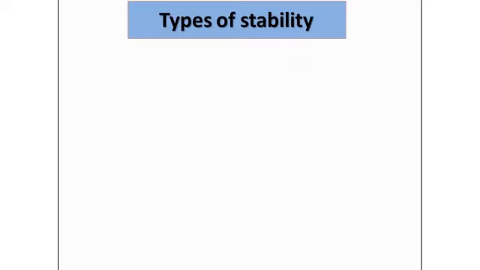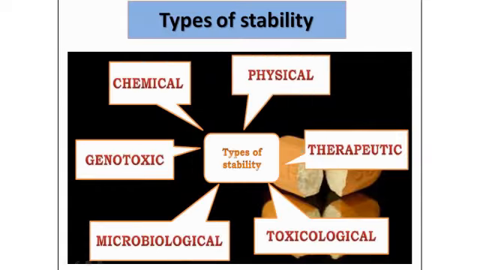The next thing is the types of stability. Which are the factors that affect the types of stability? Number one: chemical, physical, therapeutic, toxicological, microbiological and genotoxic. So these are the different attributes.